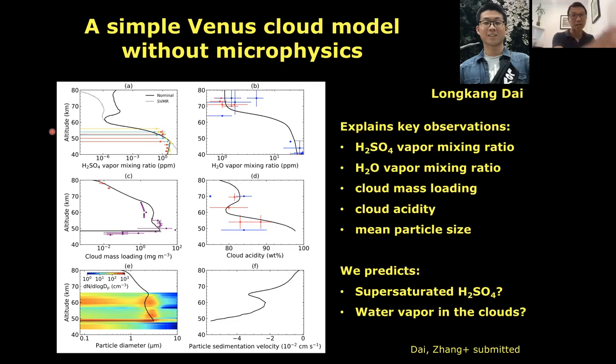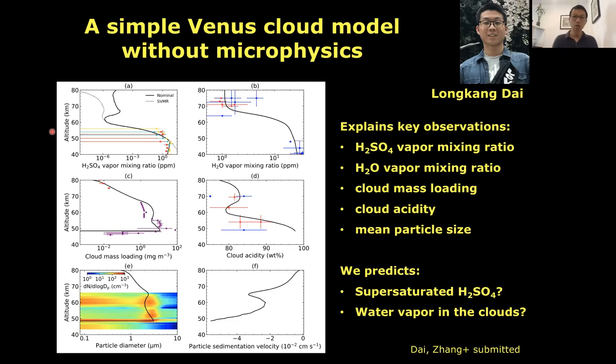Of course, we cannot explain the particle size distribution, but without that, you can explain the sulfuric acid vapor mixing ratio. You can explain the water vapor mixing ratio. You can explain cloud mass loading. You can explain cloud acidity. And you can even explain the mean particle size. I'm not guiding you through all of the panels here, but just trying to show you the comparison between our model and the data we have so far. Okay, this very simple model without microphysics is actually working for Venus.